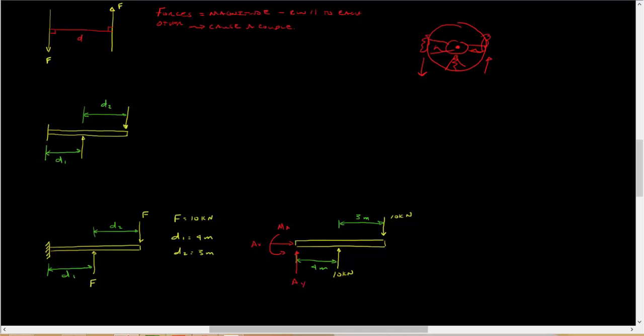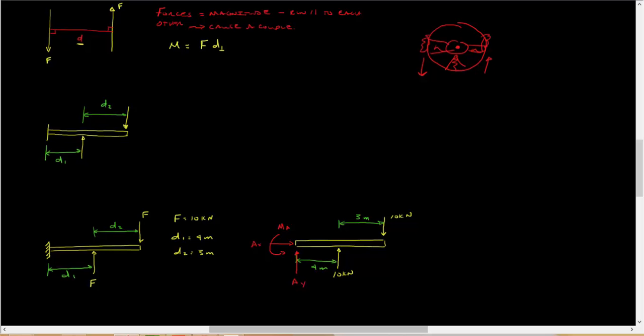So here, how we would solve for a couple is we call it a moment. And this moment or couple is just going to be the force times the distance between them. So whatever the distance is between them times the force is equal to a couple. So let's take a look here.